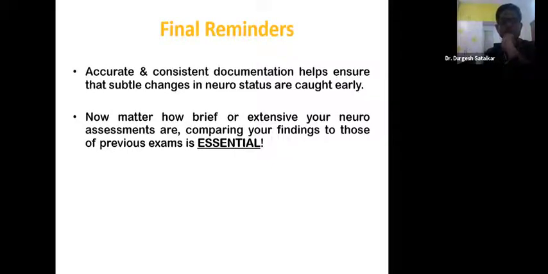Your neurological examination should be extensive, and you have to always compare your findings with your previous neurological examination. If there is any deterioration in the neurological examination, it should alert you to investigate further in the form of CT or MRI scan, and you have to take further decisions.